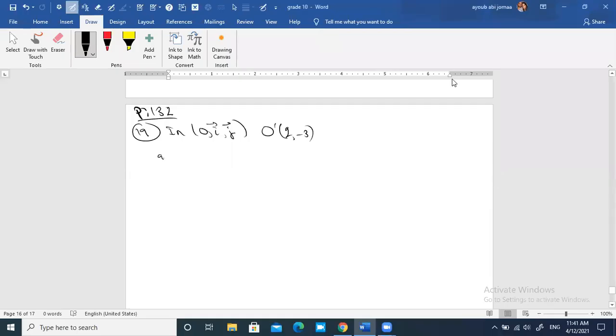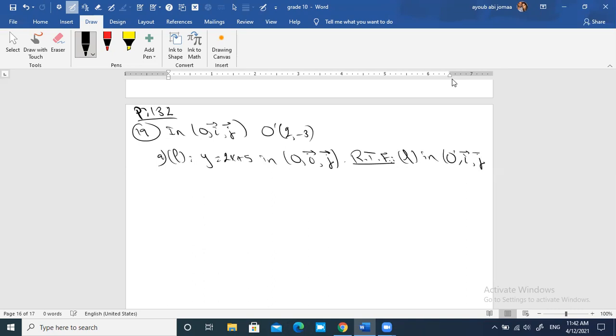Okay, in part A, you are given the straight line L of equation y is equal to 2x plus 5 in the system OIJ. Required to find the equation of line L in the system O prime IJ. How to find the equation of line L in the system O prime IJ?